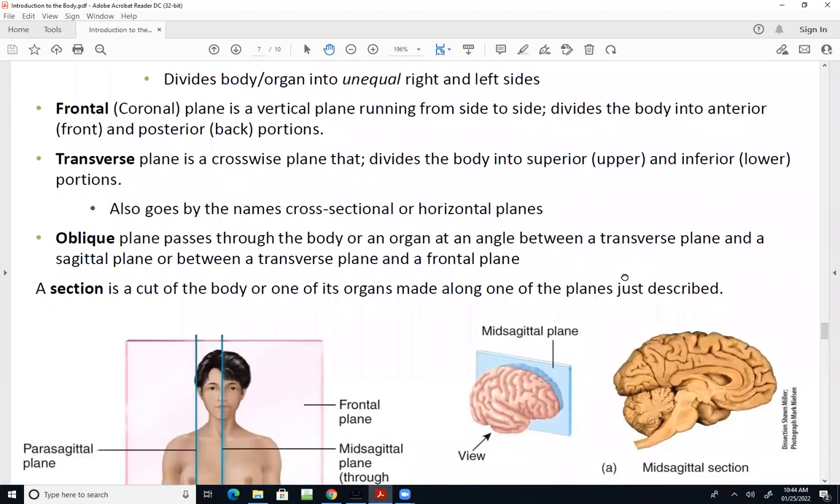A frontal or coronal plane is a vertical plane running from side to side. So it's also vertical, but since we're looking at it from the straight-on view here, we can see it very nicely in pink. I like the term frontal better than coronal because it's easy to remember. It creates a front and a back, although I just told you we're not really going to use those terms; instead, we'll use anterior and posterior. For whatever reason, the textbook publishers are now pushing coronal, but I generally use frontal, and I want you to also know coronal.